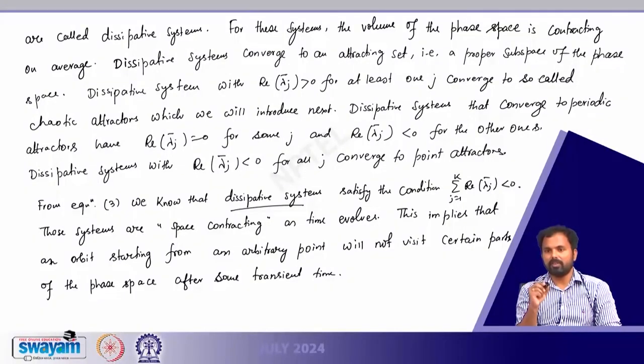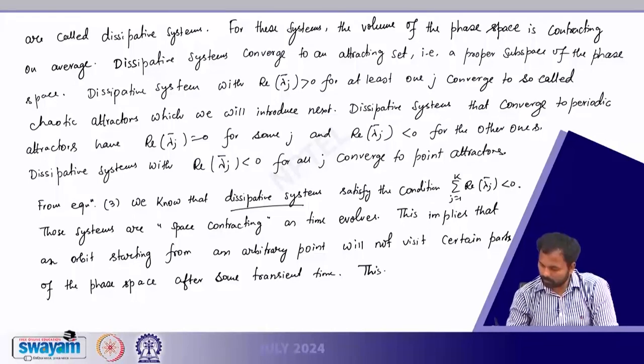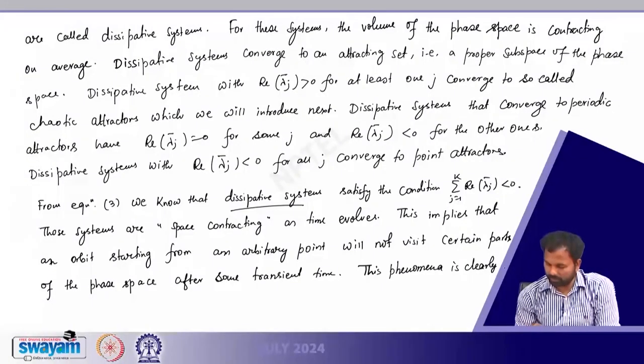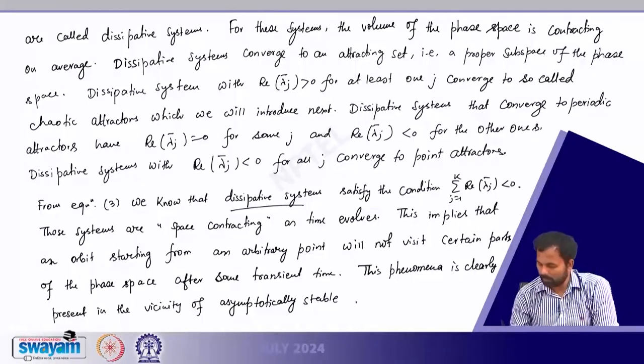That's why, if you study the stability of a system of equations, or let's say the predator-prey model, you get these nice phase space diagrams where we can see these properties. Or even in the case of the Lorenz system, we can see that the orbits we determine do not come back to the same phase space, right? Now, I'm writing everything down so that you have a nice note also. This phenomenon is clearly present in the vicinity of an asymptotically stable stationary point.